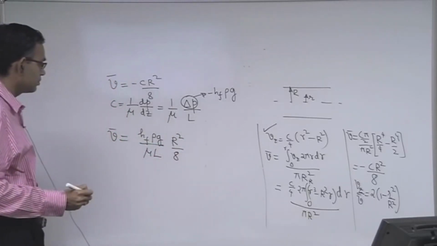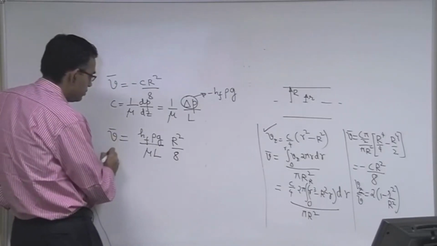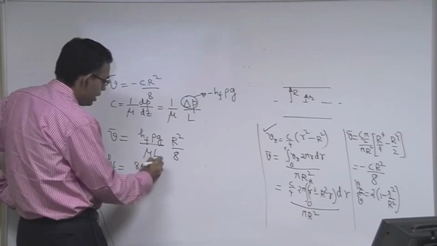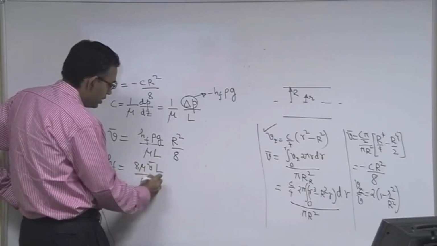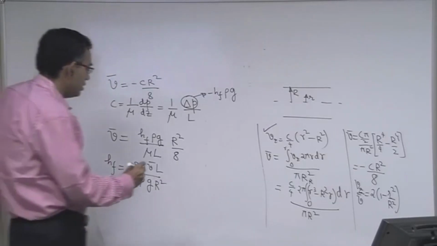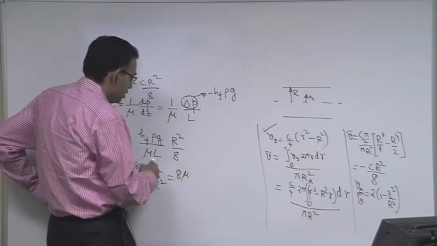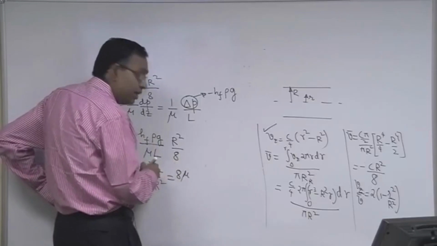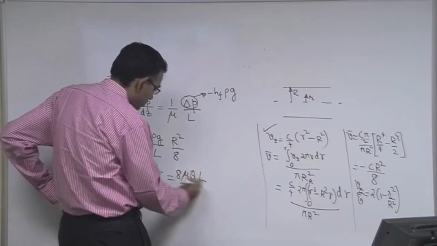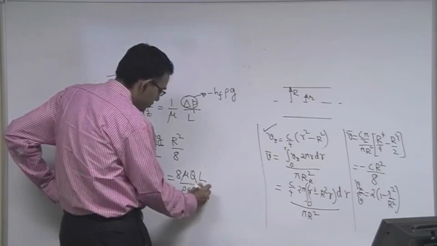Okay. So, Hf is equal to 8 mu V L by rho g R², and you can write it in terms of the flow rate by writing V average is equal to Q by pi R². So, 8 mu Q L by rho g pi R to the power 4.